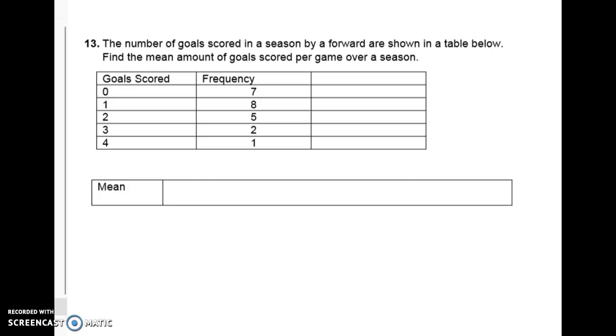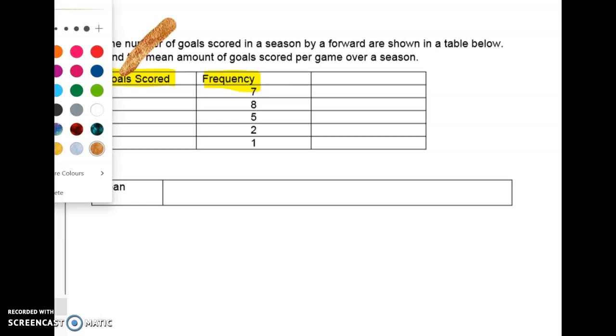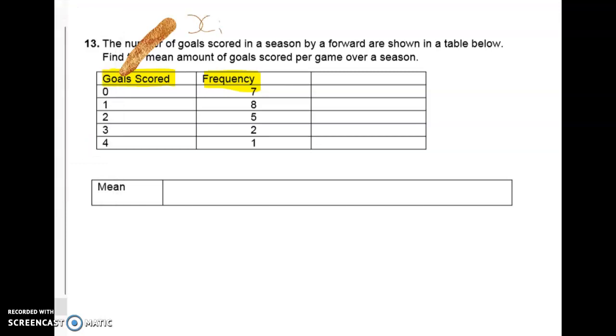So we're given here information about the number of goals scored in a season by a forward, and we have to find the average number of goals scored per game. So here, these are the options for how many goals the player scored, 0, 1, 2, 3, or 4, and the frequency gives us the number of games. Now, sometimes we write this as the X's, and we call these the F's. You don't need to think about it like that in Year 9, but it can help us.